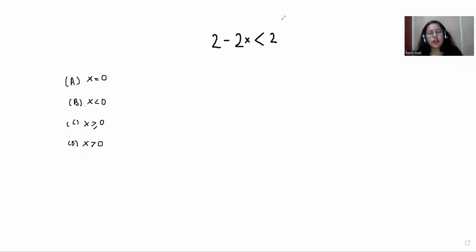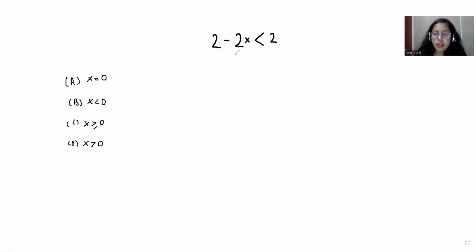My name is Rashi Goel and in this video we are going to solve this and check for x. So 2 minus 2x is less than 2. We have four options and we are going to check which one is correct: whether x equals 0, x less than 0, x greater than or equal to 0, or x greater than 0. So let's start.